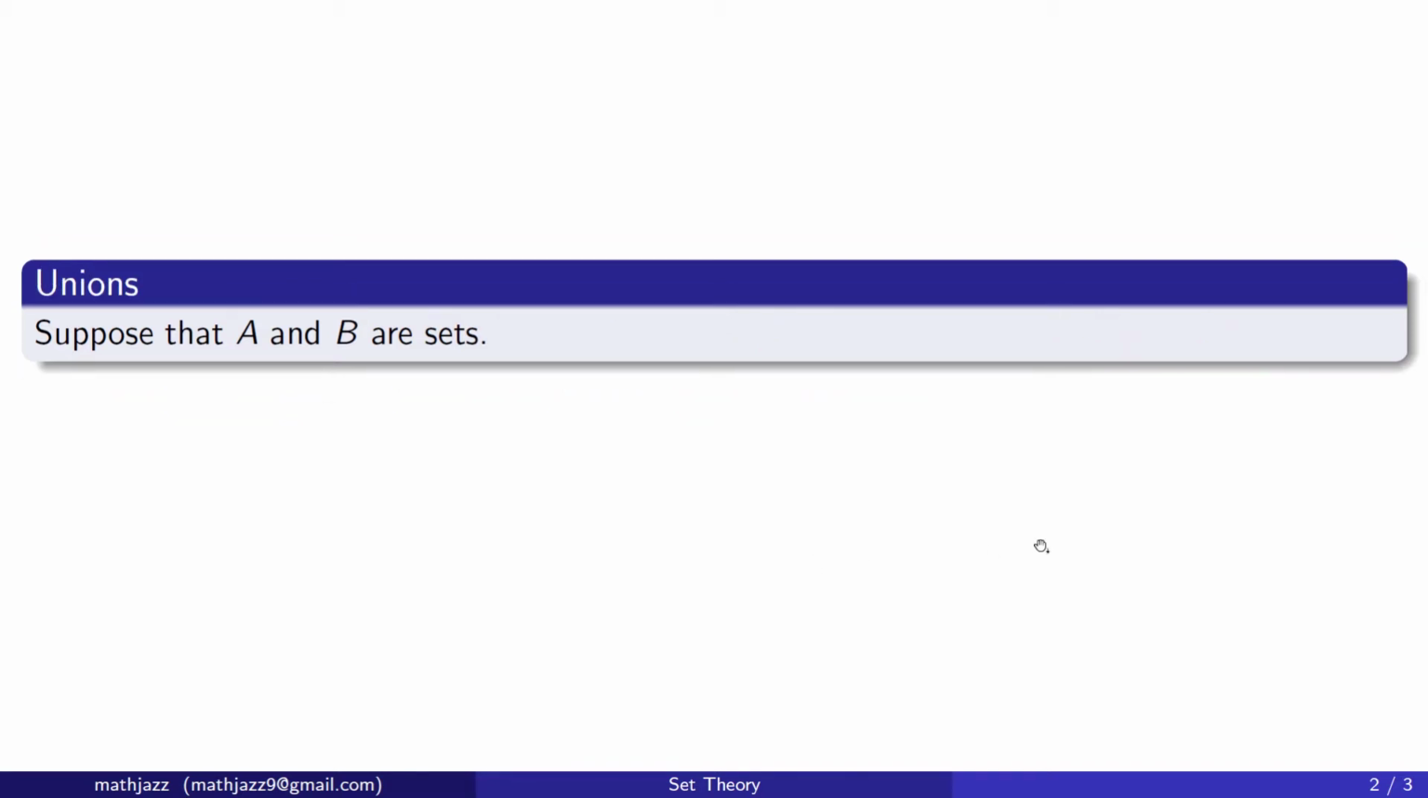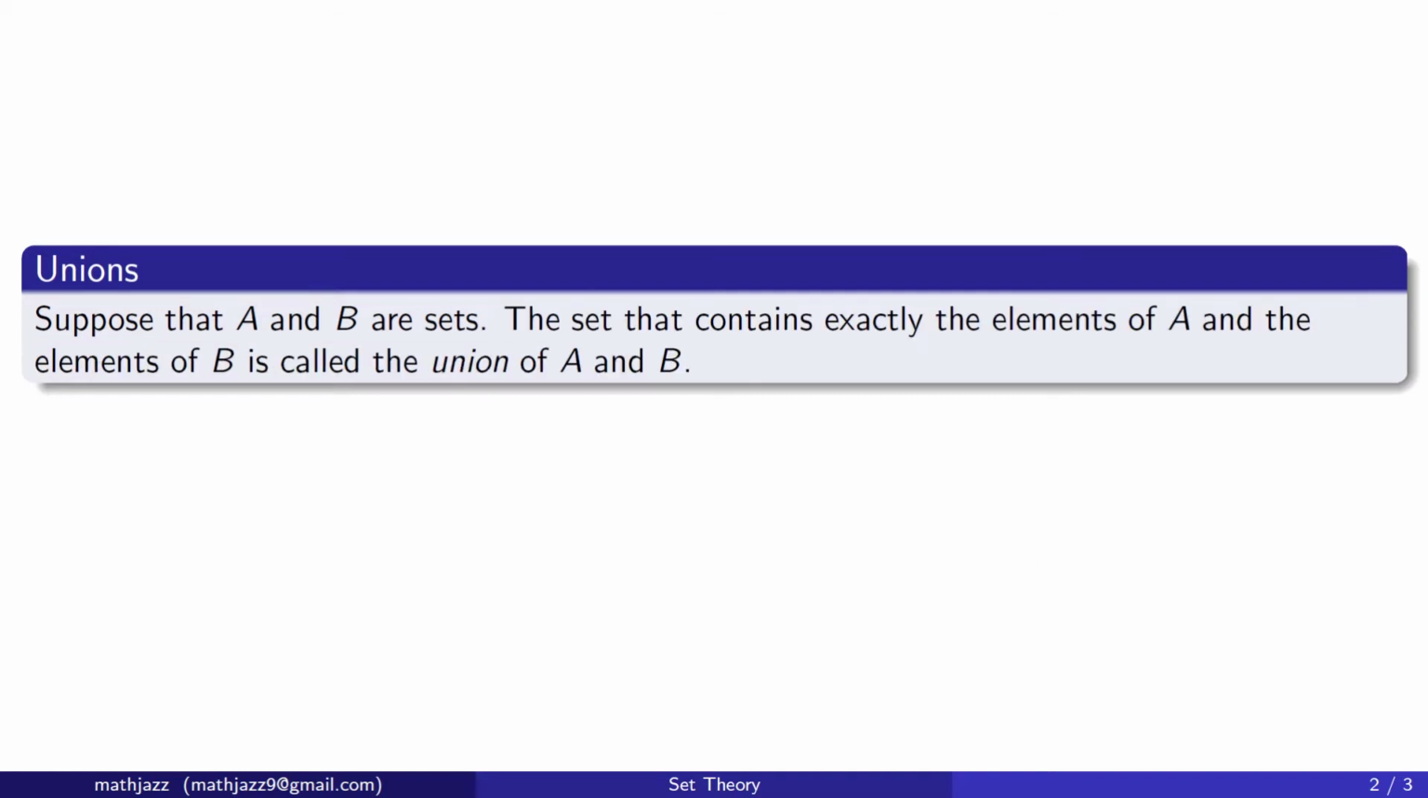Okay, so the next term we need is union. So we start off with two sets. The set that contains exactly the elements of A and the elements of B is called the union of A and B. That is, everything that's in the union has to be in A or B, or both, and everything that's in A or B or both is in the union. So this is how it's written. A union B is how this is read, and it's A with a little U symbol and then B.